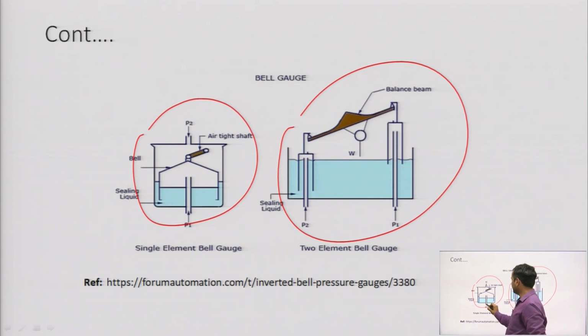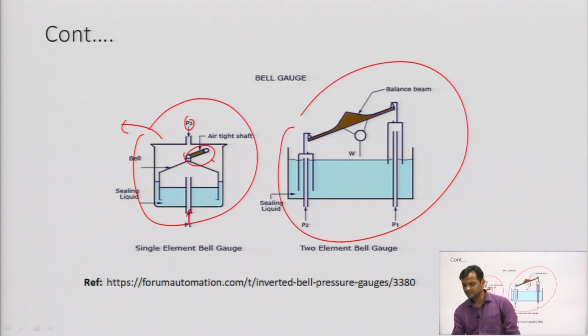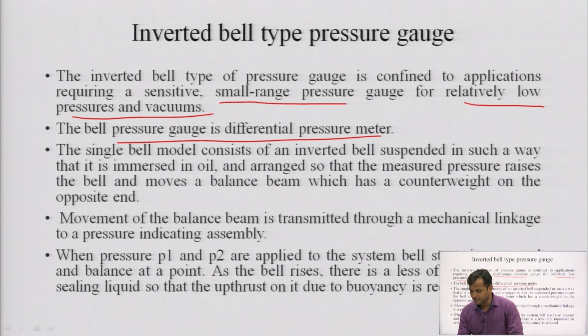Below that, you can see that we are applying the pressure, and when we apply the pressure, a pressure P2 is also acting from here. So, we need to balance that ring. For balancing this ring we require P1 minus P2, and the pressure measuring device can also measure P1 minus P2. So, we need to balance this beam or this bell. That is why it is called an inverted bell type pressure gauge.